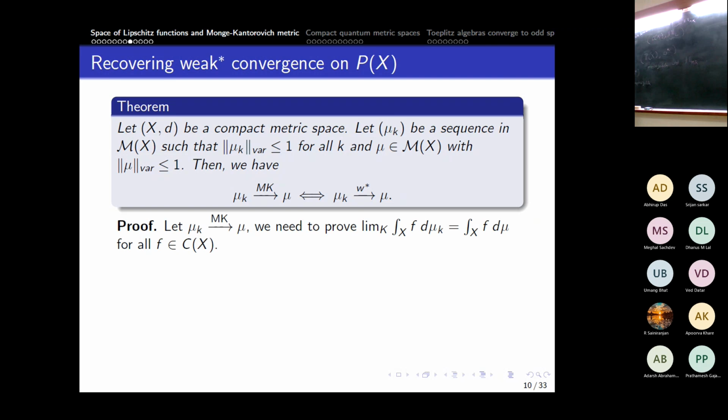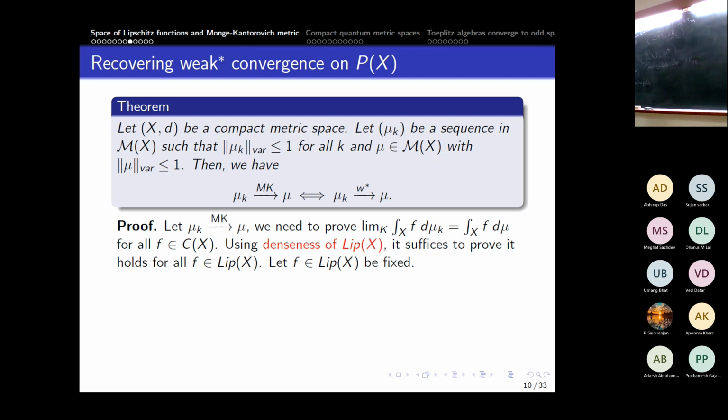So I'll come to the proof of the theorem. Let us assume the sequence converges to mu in the Monge-Kantorovich norm. We have to prove it converges in the weak star topology, which I basically need to prove that the integral of f d mu_k equals the integral of f d mu for all f in C(X). But we know the Lipschitz functions are dense in C(X) with the infinity norm. So it suffices to prove that it holds for all Lipschitz functions. So let f be a Lipschitz function, fixed.